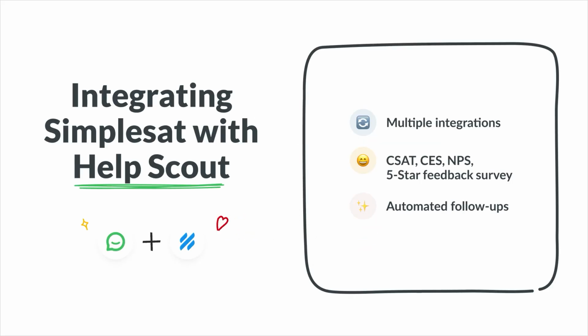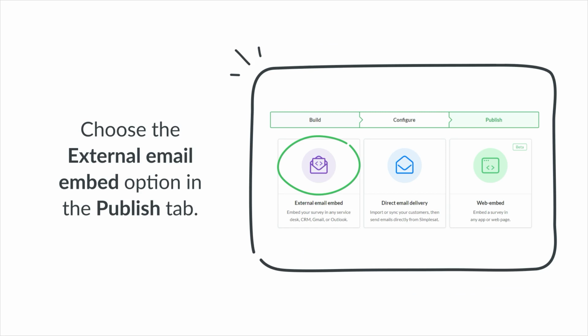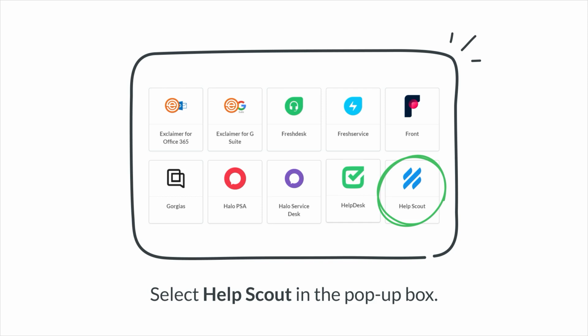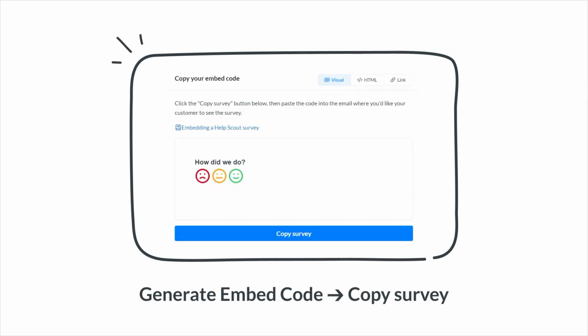Simplesat allows you to create a CSAT, CES, 5-star, or NPS survey that you can embed directly into your Help Scout email notification templates. Start by creating a survey and customizing your settings as much as you like. Then, choose the external email embed option in the Publish tab. Select Help Scout from the pop-up box. Click the Generate Embed Code button.